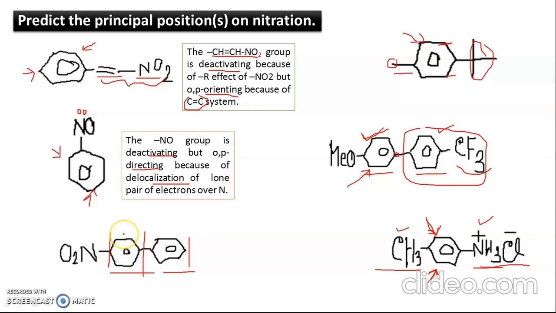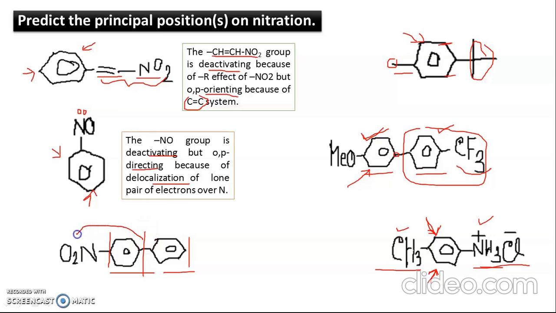Obviously the first benzene ring is deactivated, right? The second benzene ring, compared to the first one, is less deactivated. Why? Because NO2 is not directly attached. So obviously on the first benzene ring there will be no nitration. Nitration, that is an electrophile, will attack the second benzene ring.